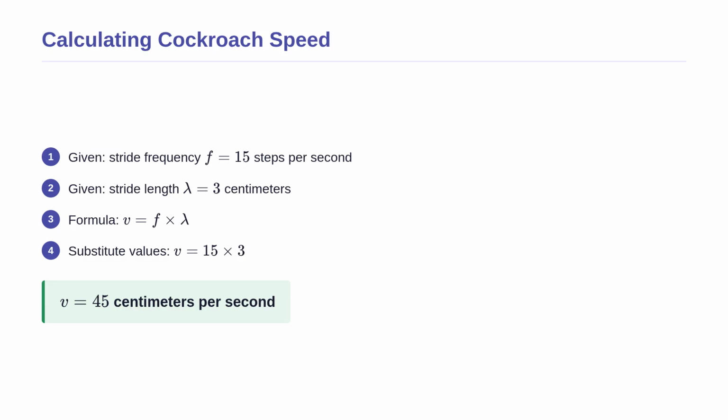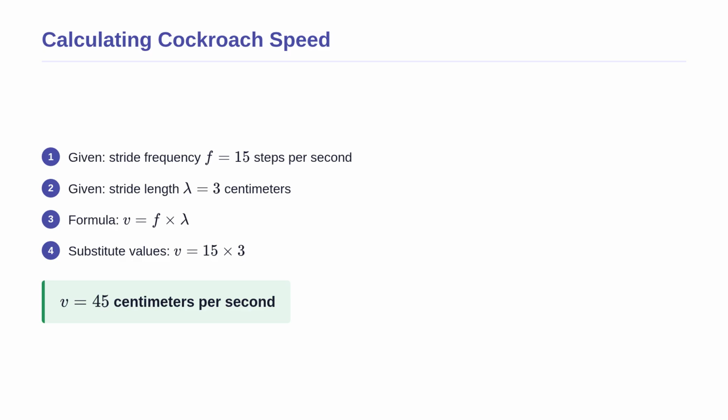Before we move on, let us see this formula in action with a concrete example. Imagine we are studying a cockroach, a dangerous mechanical vector for gastrointestinal diseases. We observe that it takes 15 steps per second, and each step covers a distance of 3 centimeters. We need to calculate its total running velocity. We choose our kinematic formula because it directly relates frequency and stride length to speed.